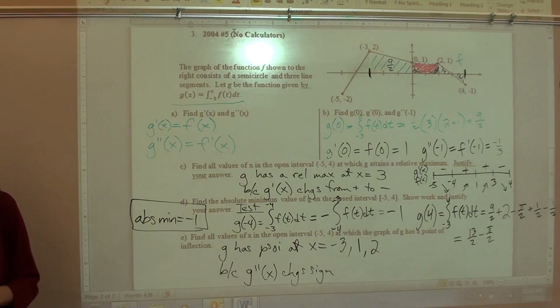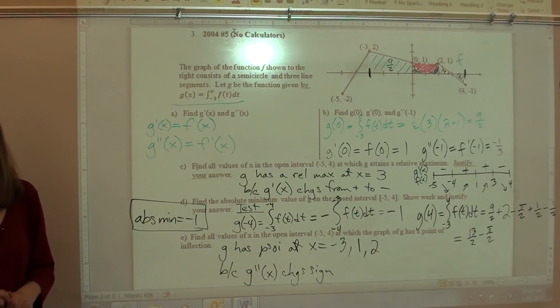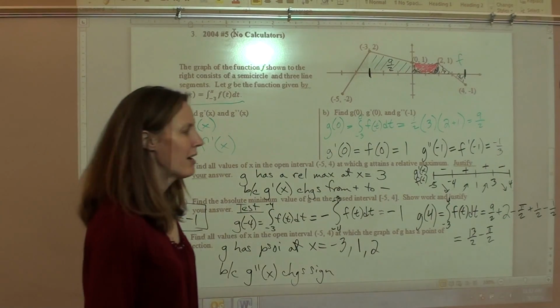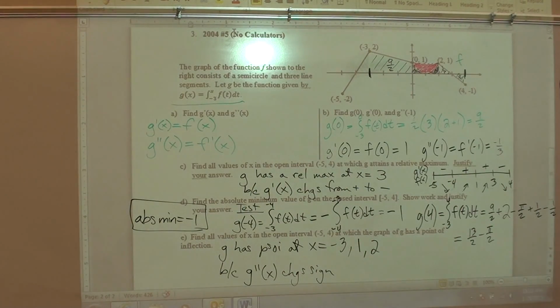Do you want to use words like... There are no words. There is no because statement for absolute extrema on a closed interval. If you used words like because g prime changes from negative to positive, you would be very wrong. That would justify a relative min, not an absolute min.